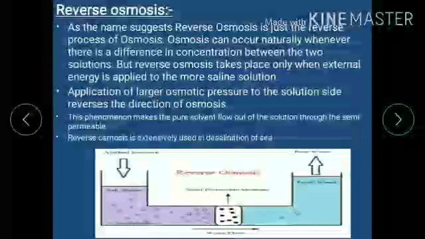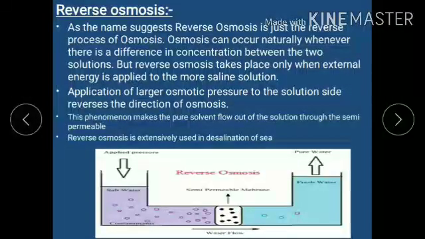Okay, the next term is reverse osmosis. You studied osmosis, and reverse osmosis is called RO. I think you have heard this term in your water purifier. RO, UV and TDS are basic terms used in the water purifier. RO means reverse osmosis. Today I will tell you what reverse osmosis is, then you can understand it and apply this knowledge at your home.